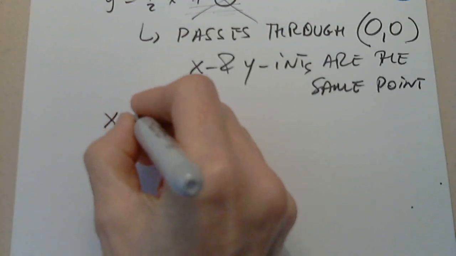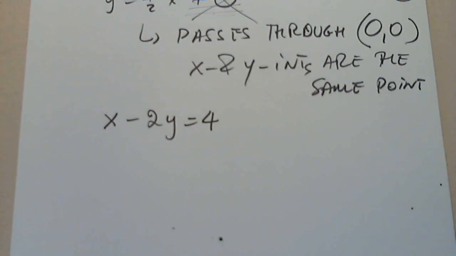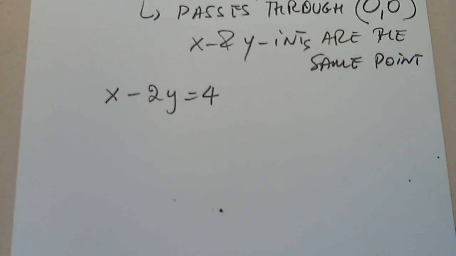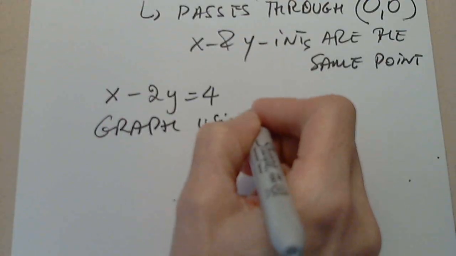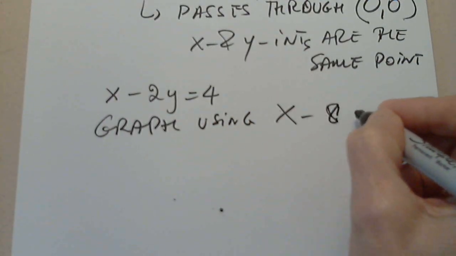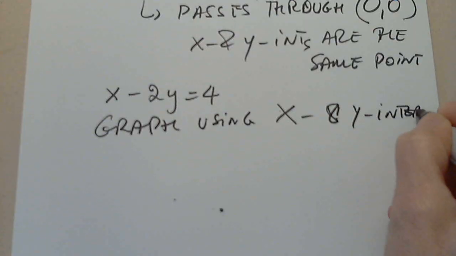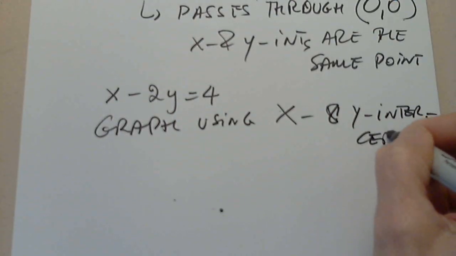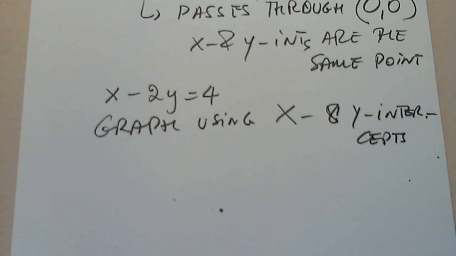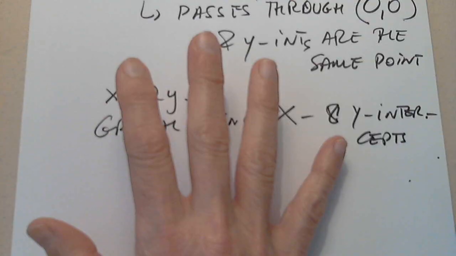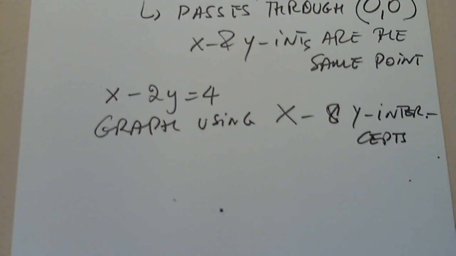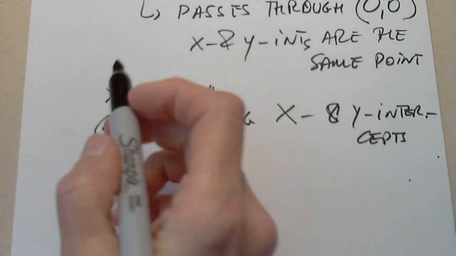Okay, so if I have x minus 2y equals 4, I want to graph using x and y intercepts. This is the easiest thing to do. Now, there are situations in which in Pearson you will not be able to. And I'll show you an example in which you are able to determine it, but you're not able to enter it. So I'll explain in a minute. Let's just worry about this one for now.